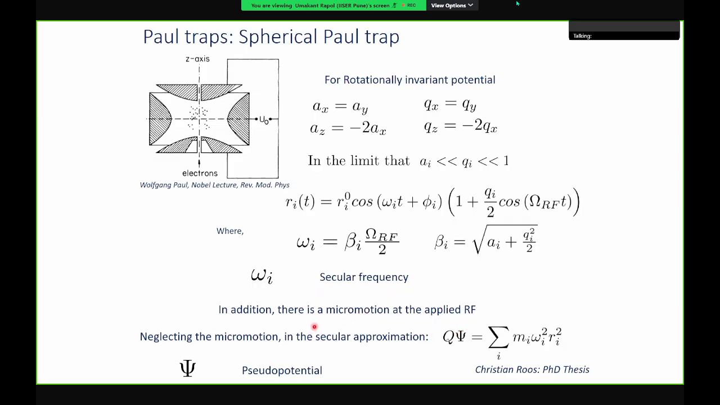However, since there is always a changing radio frequency, RF, that is changing polarity between the Z axis and this R axis, there is always a small micro motion that the ion sees, which is coming from the radio frequency. And if you neglect that micro motion, you can write down the equation of motion for the particle in a potential which is static in time, which is called a pseudo potential.